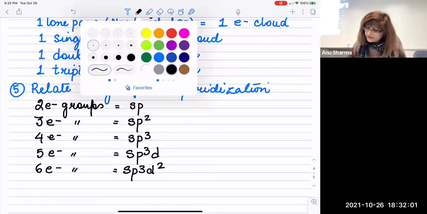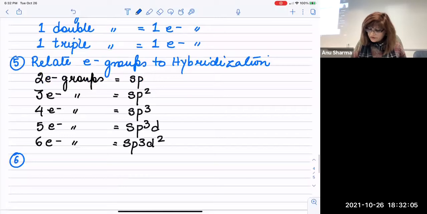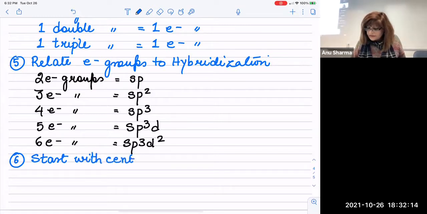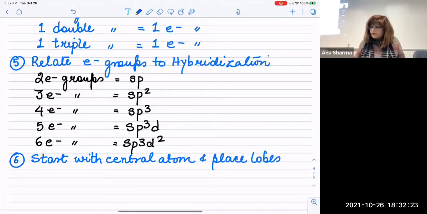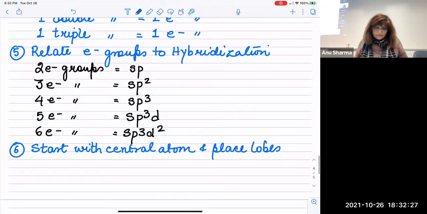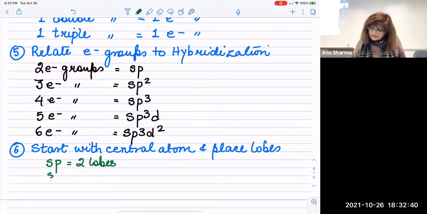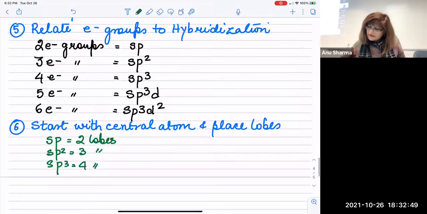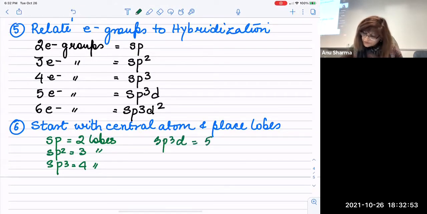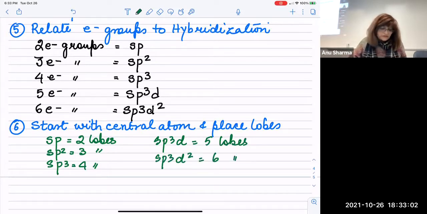Then as you start drawing, make sure that you start with the central atom first and place the lobes. What does that mean? If the central atom is sp hybridized, it is two lobes. If the central atom is sp2 hybridized, three lobes. sp3 hybridized, four lobes. If it is sp3d hybridized, five lobes. If it is sp3d2 hybridized, six lobes. So on the central atom, you draw those lobes first.